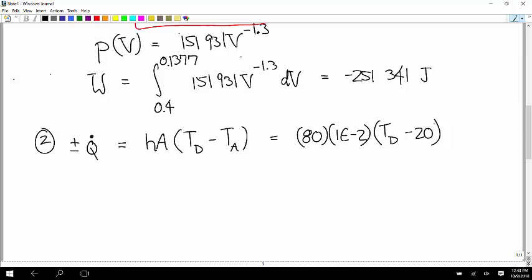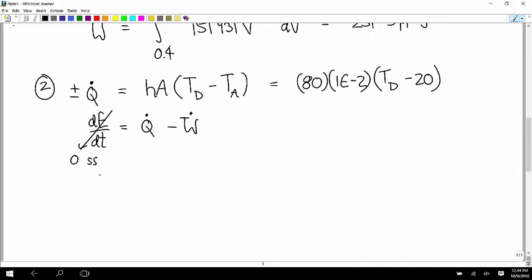And then let's see, it's steady state. So the first law says that dE/dt is equal to Q dot minus W dot, and it's steady state, so this goes away. And there's electrical power coming in, and the device is doing work, so that's work going out.